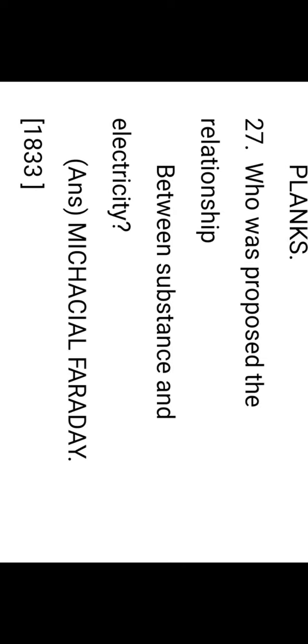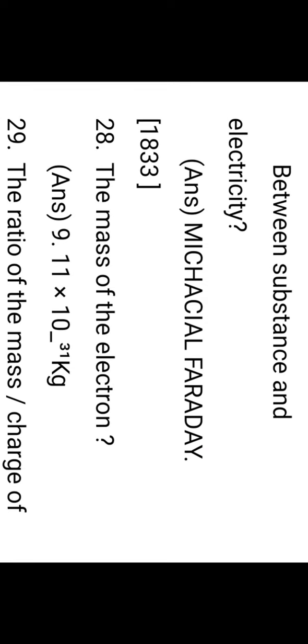Next, who proposed the relationship between substance and electricity? Michael Faraday. Through the electrolysis process, Michael Faraday explained the relationship between substances and electricity. When current is passed through the substance, it dissociates into cations and anions. The amount of substance depends upon the electricity. If the electricity increases, the dissociation also increases, directly proportional. So Michael Faraday explained the electrolysis theory in 1833.